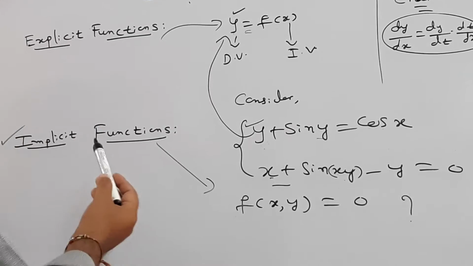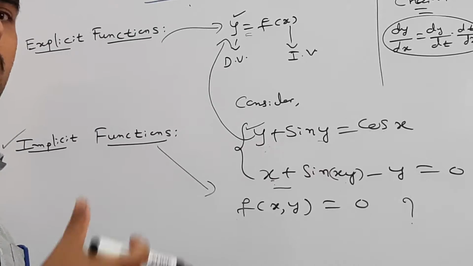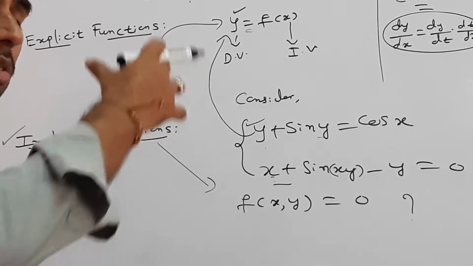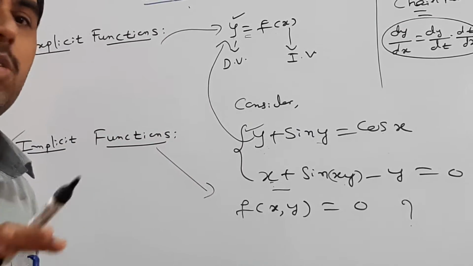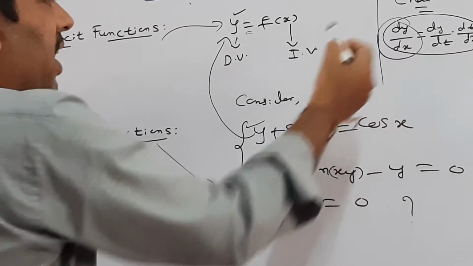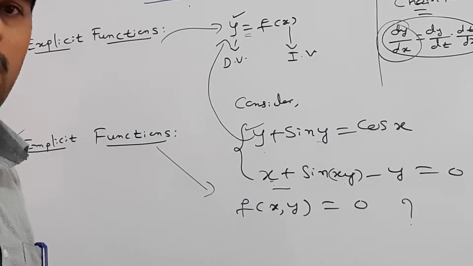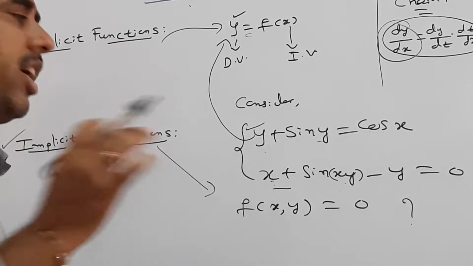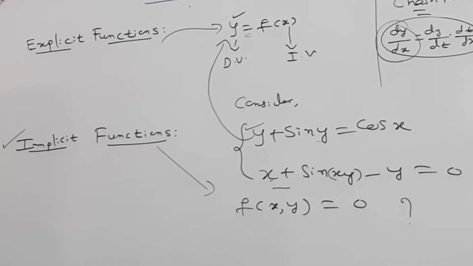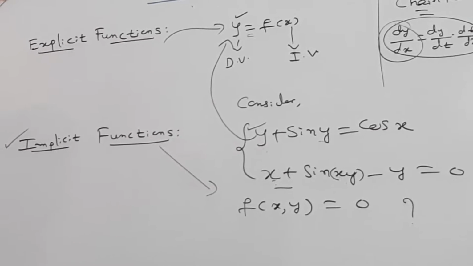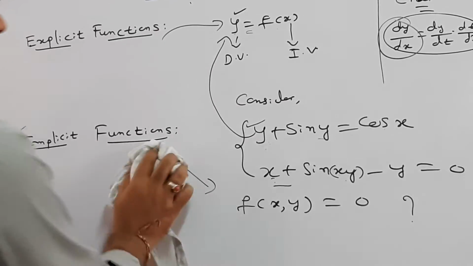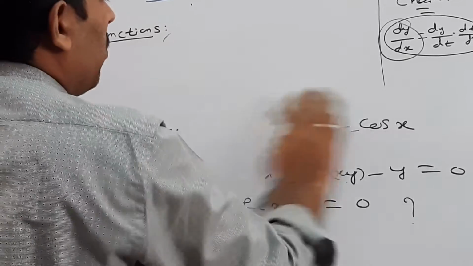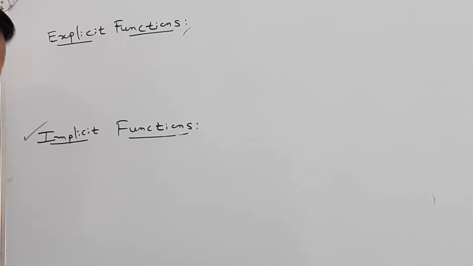We can differentiate implicit functions by differentiating both sides term by term, keeping all the terms which contain dy by dx on one side and shifting the other terms to the other side, then solving for dy by dx. In this way we can simplify implicit functions. So, explicit functions and implicit functions, we can write the definition also for these two. So what is the definition here?